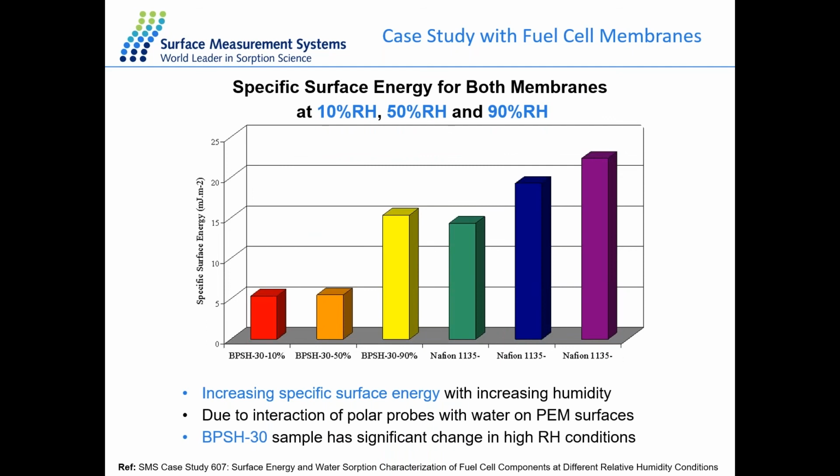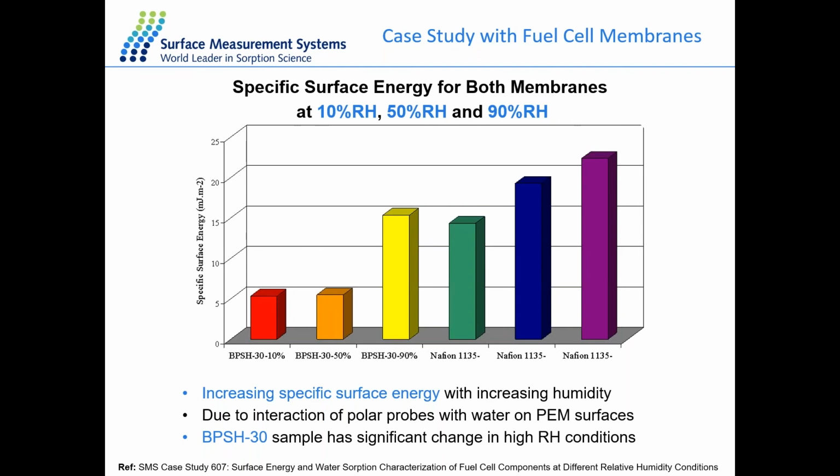And as for the specific surface energy, it shows an opposite trend. The values increase with increasing humidity, which is probably due to the interaction of the polar probe molecules with the water content on the PEM surfaces. So the BPSH membrane is fairly stable below 50% RH in terms of the specific component. The values for 10% and 50% are almost the same, but it has a significant change in the high humidity environment, which could be a consideration if you want to apply this kind of membrane in a high humidity environment.